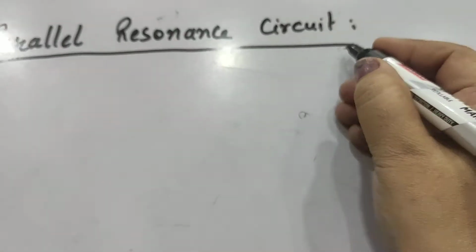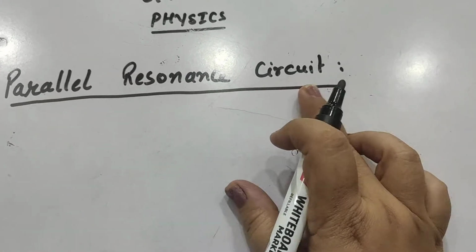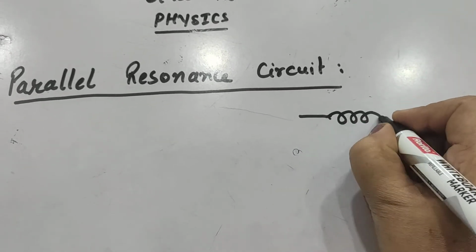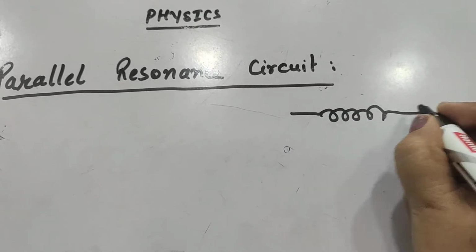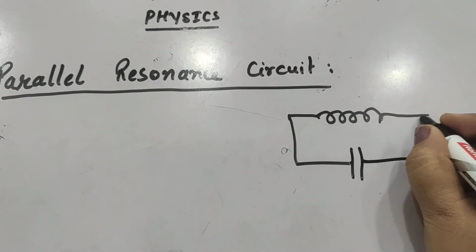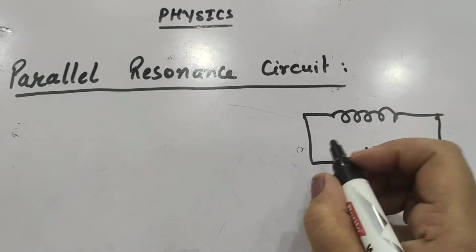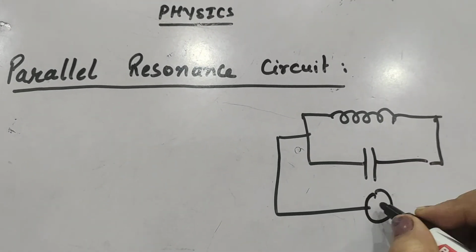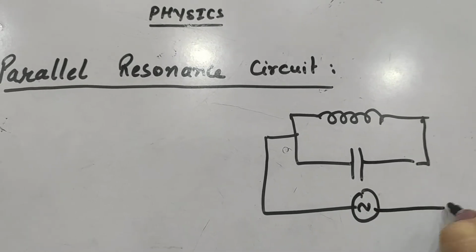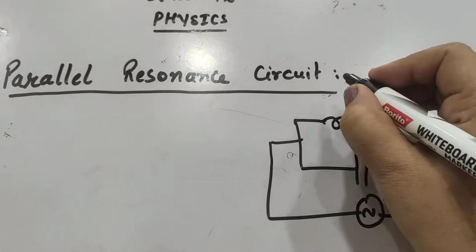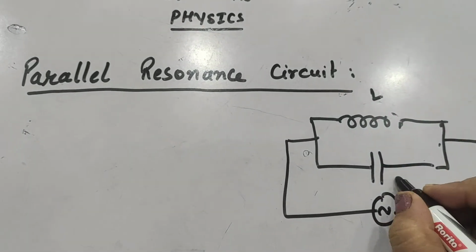Parallel resonant circuit. A parallel resonant circuit consists of an inductor L and capacitor C in parallel with each other. To the circuit, an alternating EMF is applied by an AC source. This is the inductor L, this is the capacitance C.